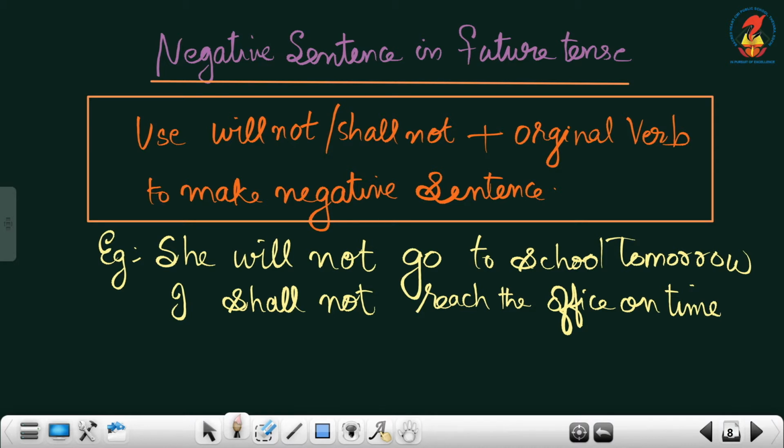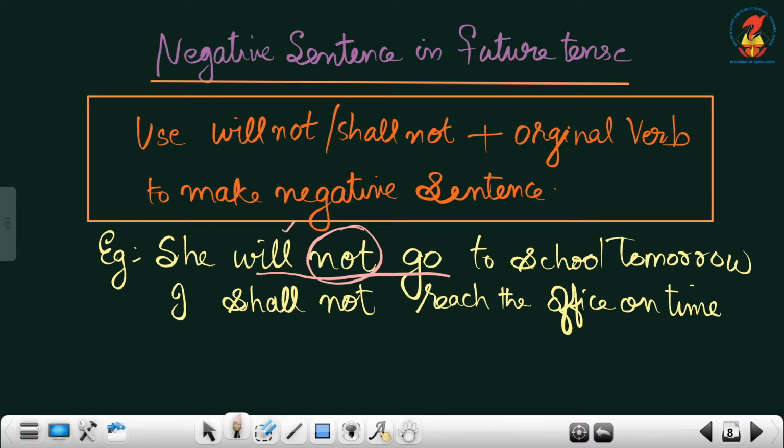For example, she will not go. After will we have to use not. She will not, and it's not going or anything. Original form of the verb: go. We have to use go. She will not go to school tomorrow. We use will not plus the original form of the verb to make it negative.